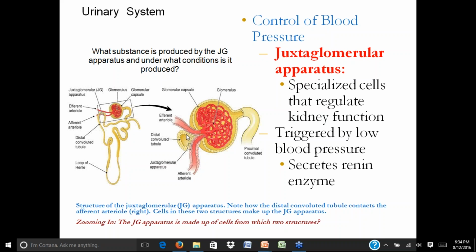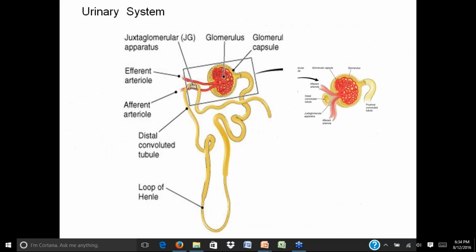And this is the close-up for this structure. These cells of the distal convoluted tubule are going to be modified. This modification is going to produce cells that have this name. We don't care about that name at this moment, but these cells, the juxtaglomerular apparatus, are going to secrete the renin. Okay, all right, so let's keep going.